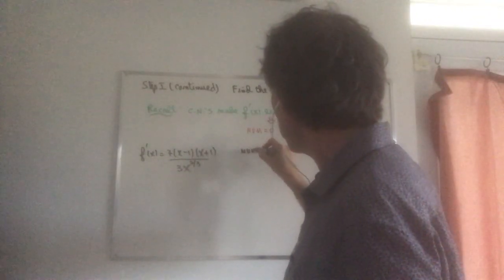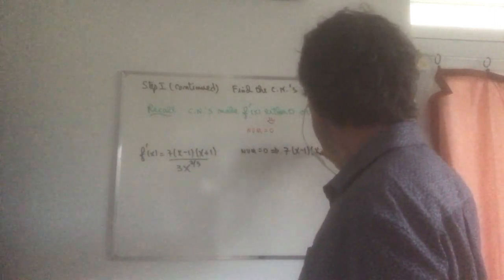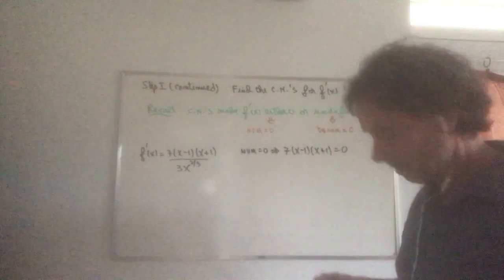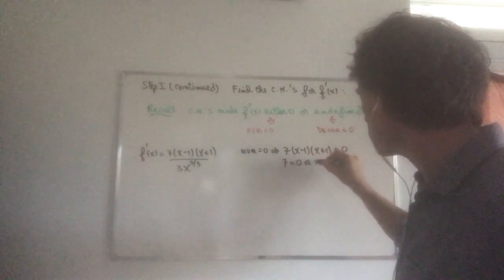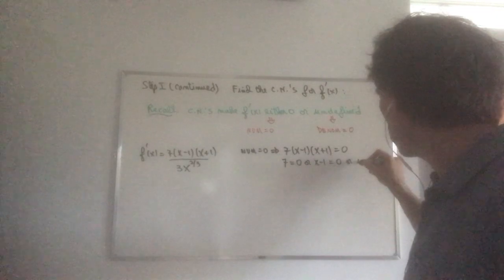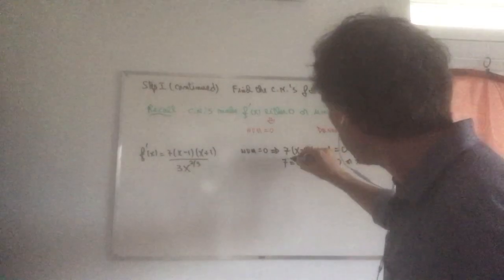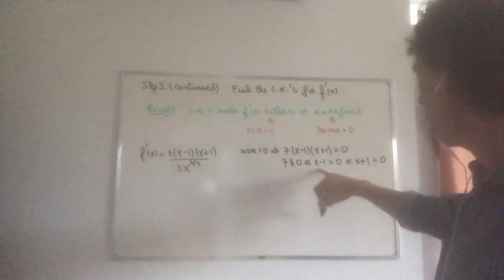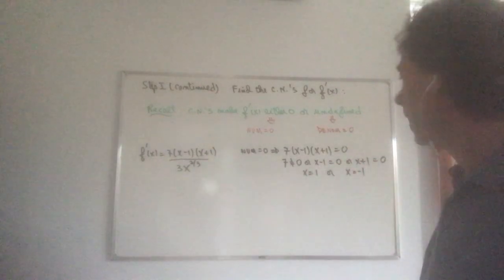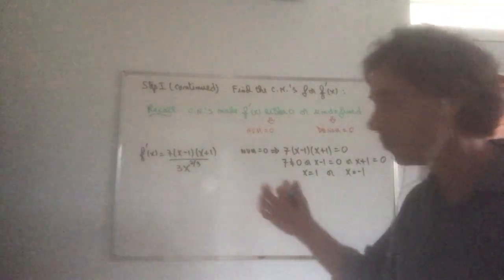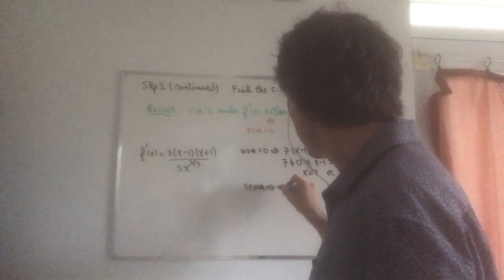So numerator equal to 0 will mean 7 times x minus 1 times x plus 1 equal to 0. Clearly, 7 should be 0 or x minus 1 should be 0 or x plus 1 should be 0. But the constant 7 is never 0. And as for these two, I get two critical numbers, 1 and minus 1. So I get two critical numbers from the numerator. What will I get, if anything, from the denominator?